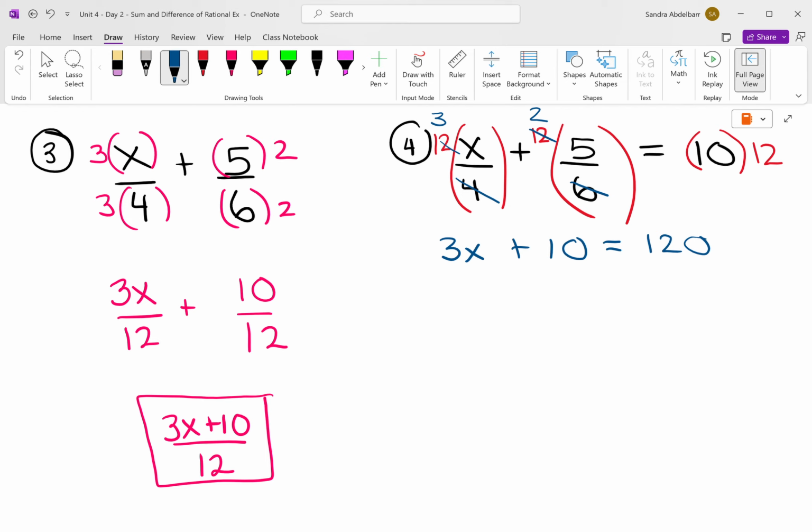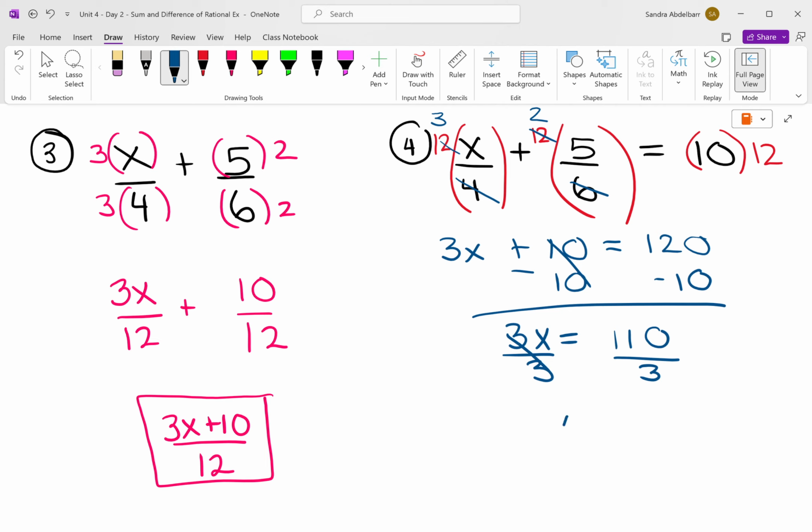Now it's just down to a two-step equation, which we all know how to solve. Subtract your 10 on both sides. 3x equals 110. Divide by 3. Does 3 go into 110? No. So we leave it just like this. Right? Big difference when we simplify versus when we solve, right? Big difference. Asking for two completely different things.